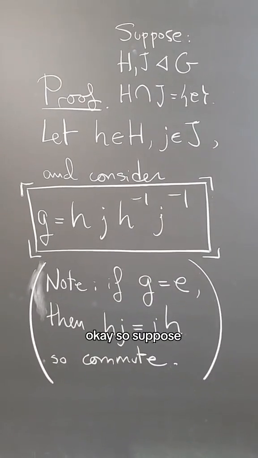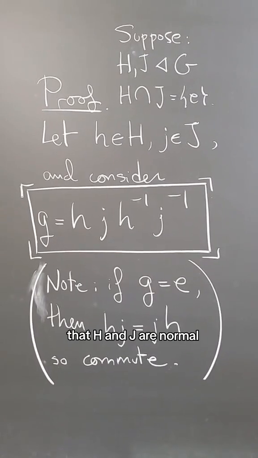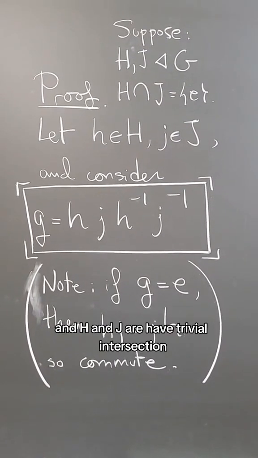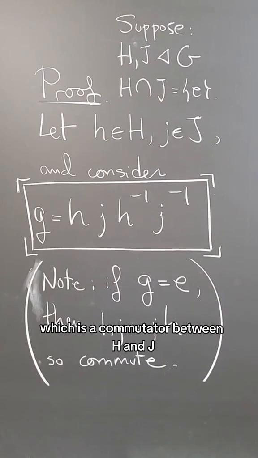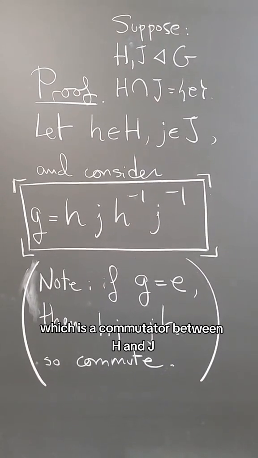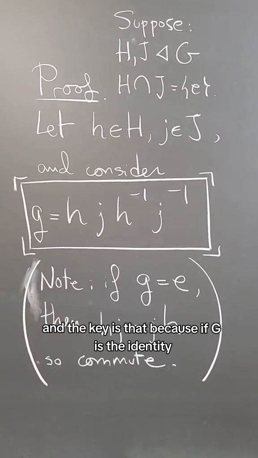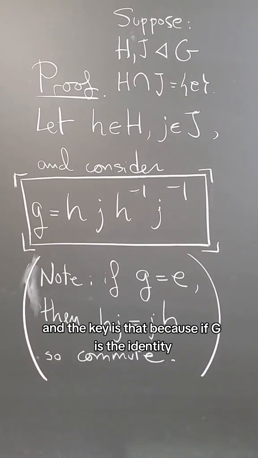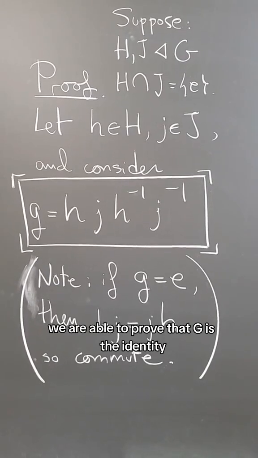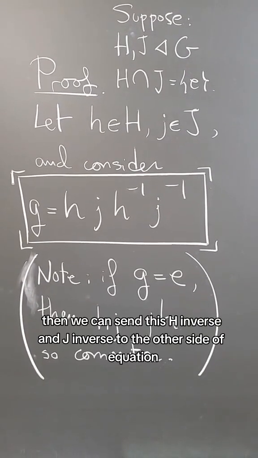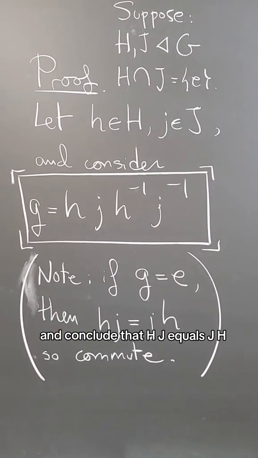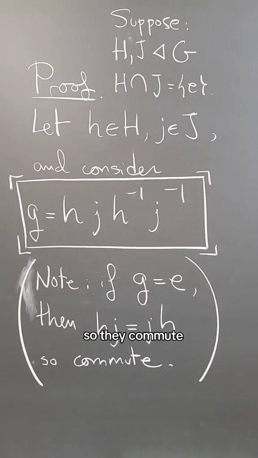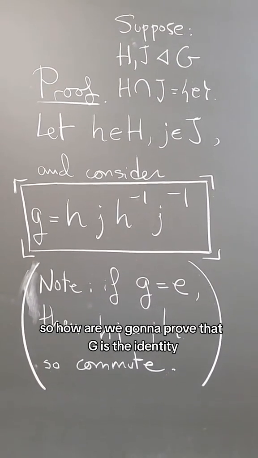Okay, so suppose, like in the statement, that H and J are normal and H and J have trivial intersection. The key is to consider this element G, which is a commutator between H and J. And the key is that if we are able to prove that G is the identity, then we can send this H inverse and J inverse to the other side of the equation and conclude that HJ equals JH, so they commute. So how are we going to prove that G is the identity?